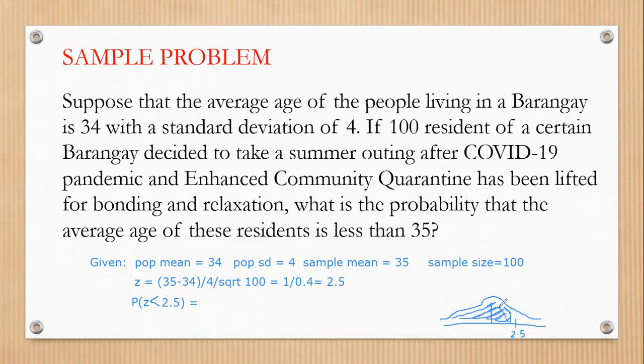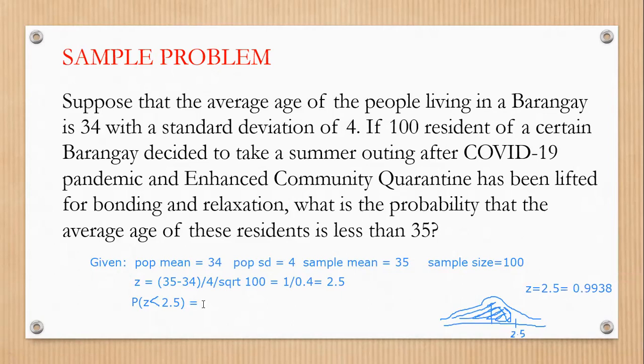So by looking at the table, z equals 2.5 is actually equivalent to approximately 0.9938. Sa table po yun makikita, ha? Okay, sa table, z equals 2.5, that is equal to 0.9938. So you can use your table.